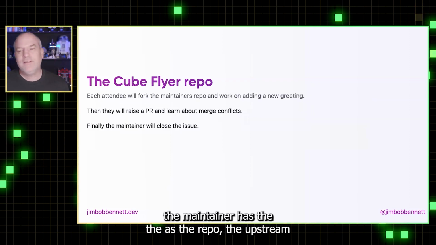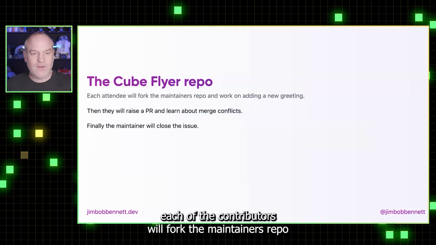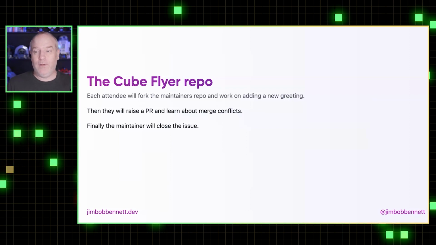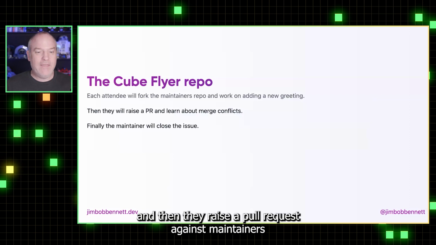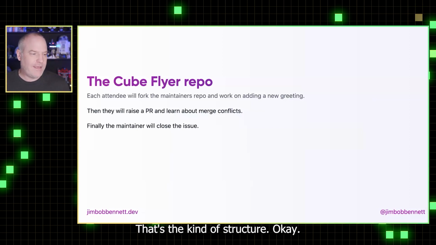So the idea is the maintainer has the repo, the upstream, and then each of the contributors will fork the maintainer's repo. And then they raise a pull request against the maintainer's repo. They deal with merge conflicts, and then the maintainer closes the issue. That's the kind of structure.